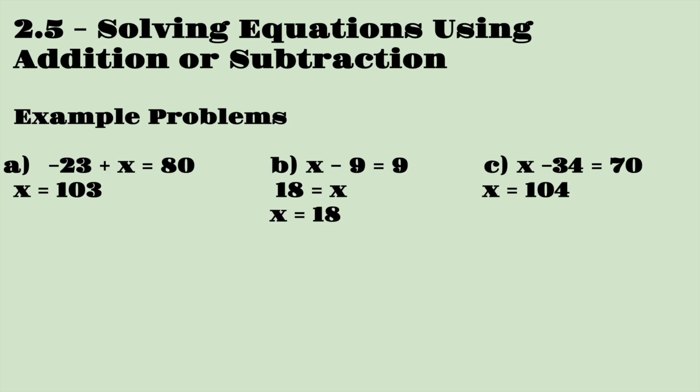Moving on to some example problems. First, negative 23 plus x is 80, so x is 103. Second, x minus 9 is 9, so 18 is x. Third, x minus 34 is 70, thus x is 104.